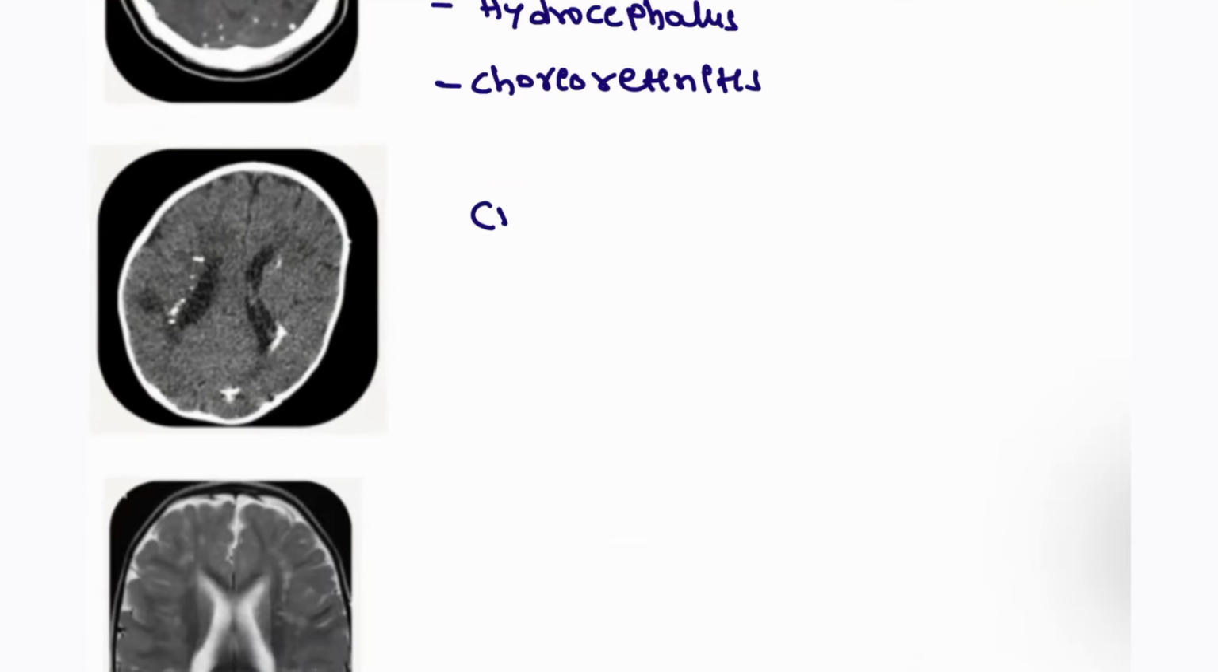Next, CMV, the cytomegalovirus. You are going to observe periventricular calcifications. This is the ventricles, right? So here you can see these are the calcifications.